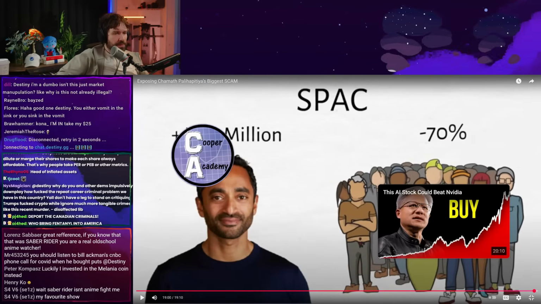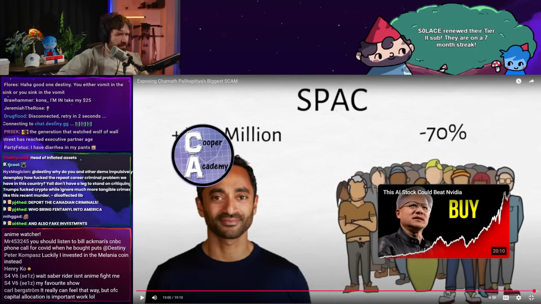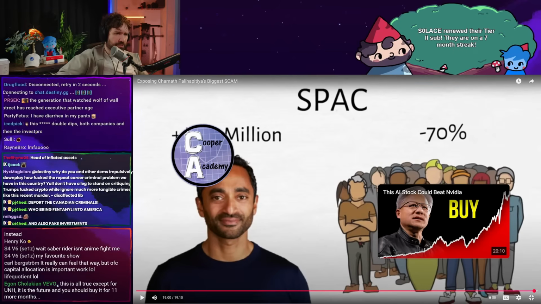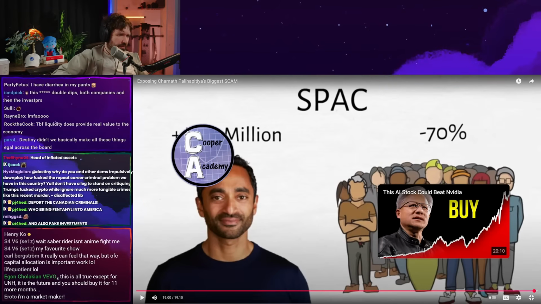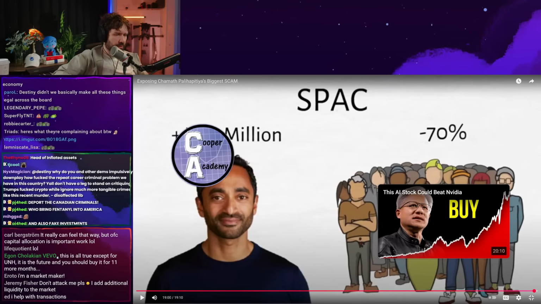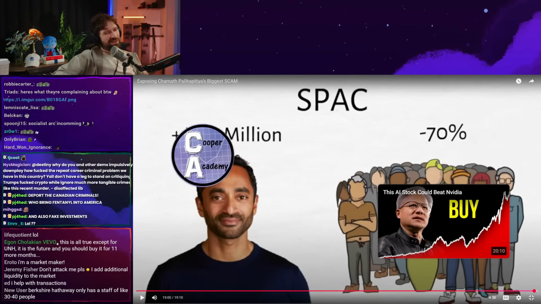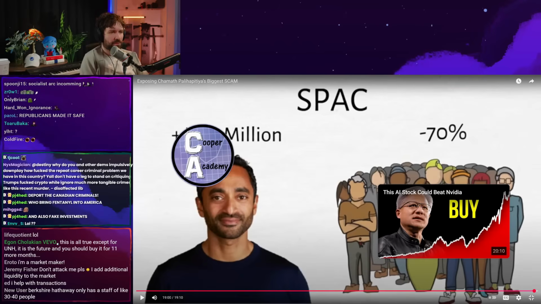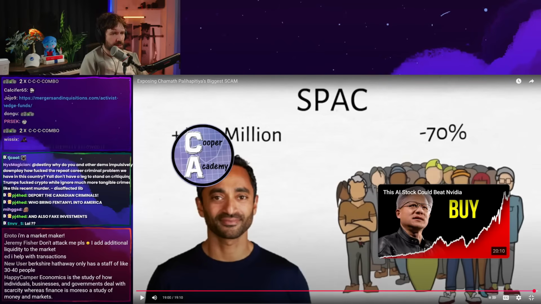Why do you and other Dems impulsively downplay how fucked the repeat career criminal problem we have in this country is? Y'all don't have a leg to stand on critiquing Trump's fucked crypto while ignoring much more tangible crimes like the recent murder. Honestly, just because I really love watching white people die and then seeing black people killed, it's just really epic and funny and based.